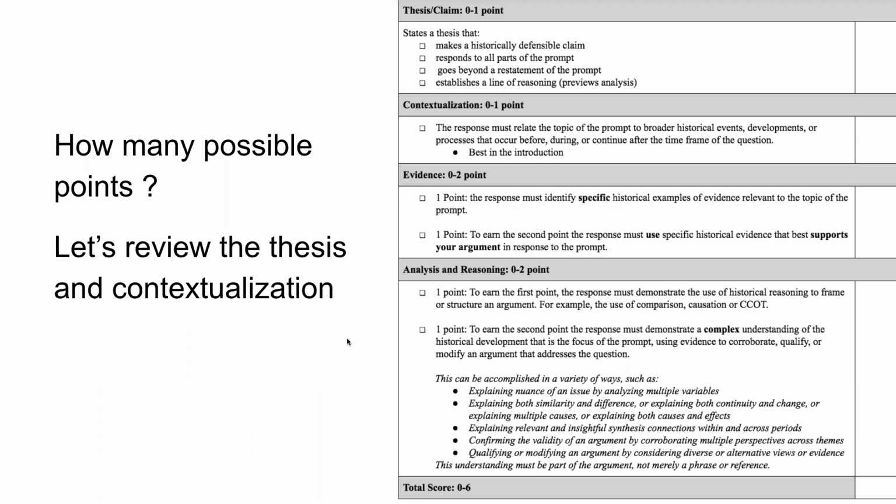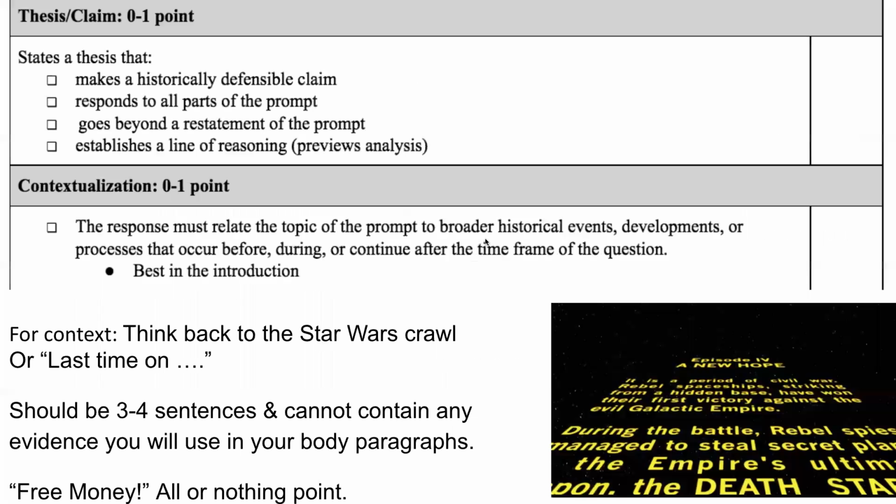So remember, total possible is 6 points. For your thesis, we've gone through the thesis, so make sure everything is covered there. Your context needs to be 3 sentences. Remember, if it's 2 sentences, you're getting a 0. It needs to be 3. You can't do enough in 2 sentences to really set the stage for what are going to be these complex arguments.